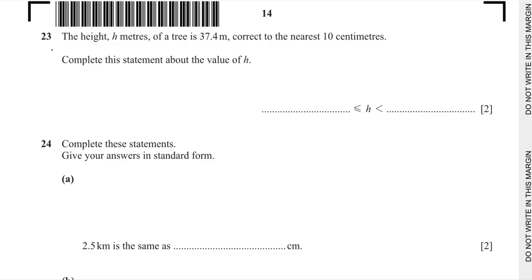Question number 23. The height h meters of a tree is 37.4 meters, correct to the nearest 10 centimeters. Complete the statement above for the value of h.